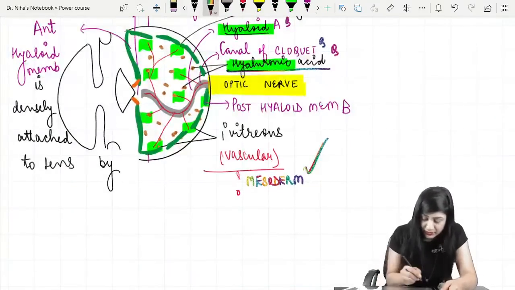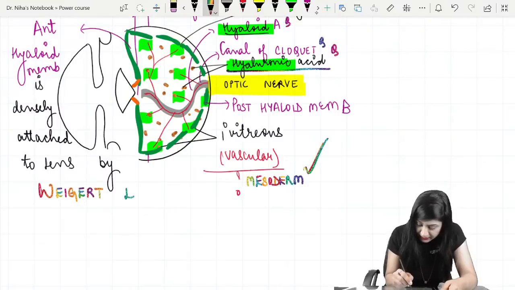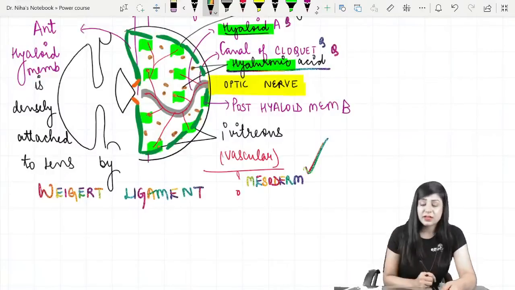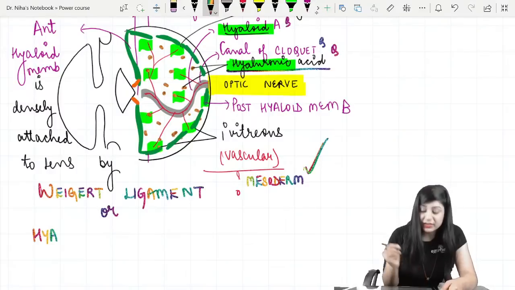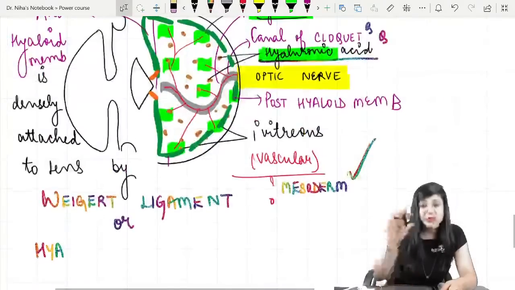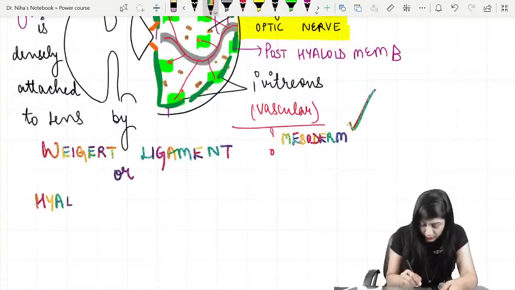What is the name of the ligament? Weigert ligament. It is densely attached by a ligament called the Weigert ligament or hyaloideocapsular ligament. See it carefully. Very important name. I will show you the full diagram also. First write the name of this ligament, hyaloideocapsular.